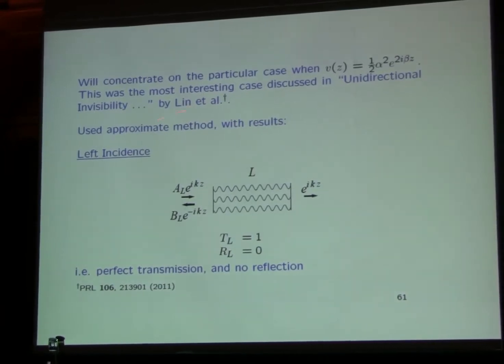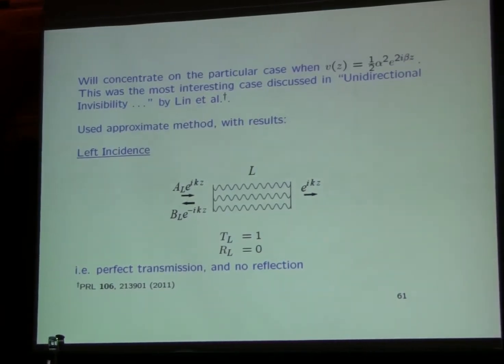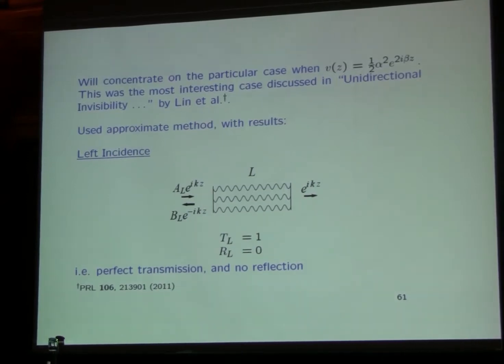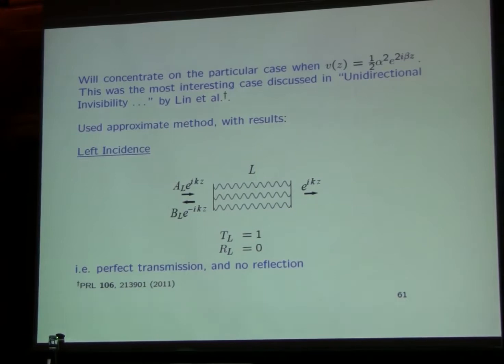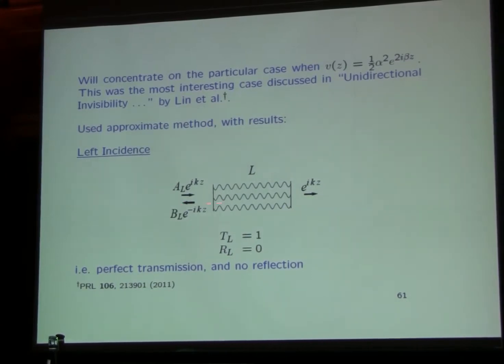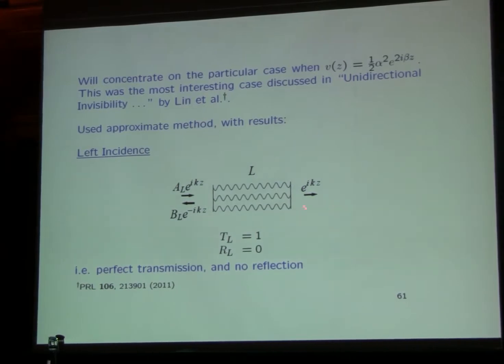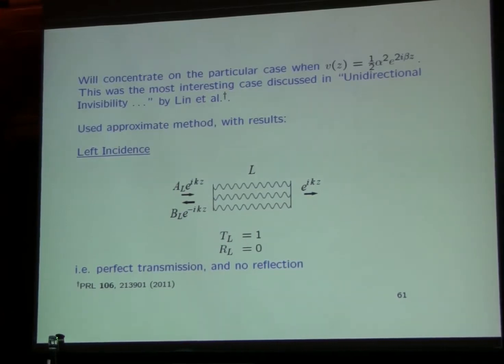So in their paper, they used an approximate method, and the result they got out of that method was that the whole thing was completely different for left incidence and right incidence. If you had left incidence, then the transmission was 1 in their approximation. You get complete transmission, and reflection was 0. So the whole thing was completely invisible from the left, according to their approximation. This is Fitzgerald, Letters, last year.